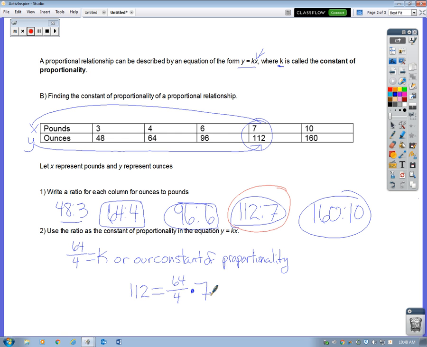And this is the same format as y equals kx. Now, it's in the format. Did it tell us to solve the equation? Nope. So we're not going to. We're just going to leave it. This is as far as we need to go with this one.